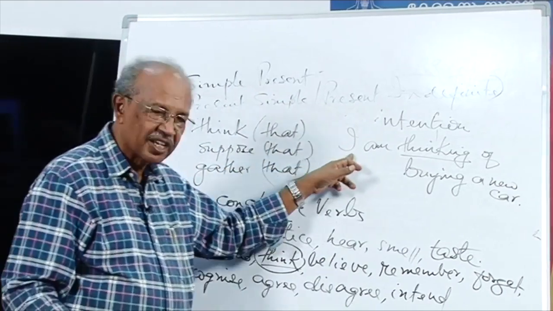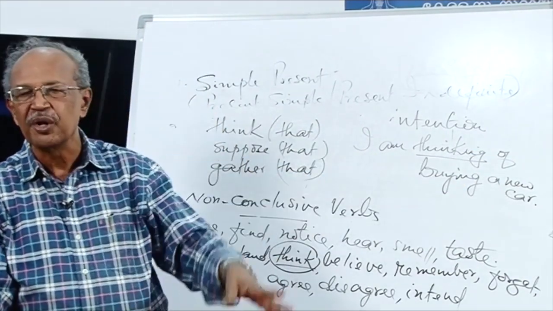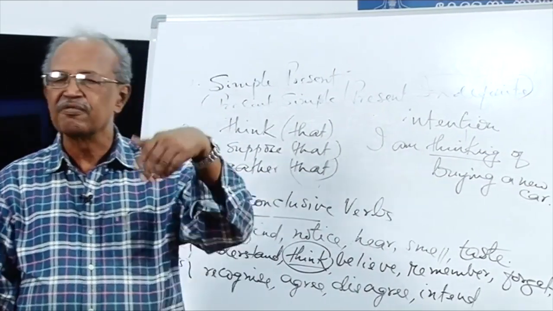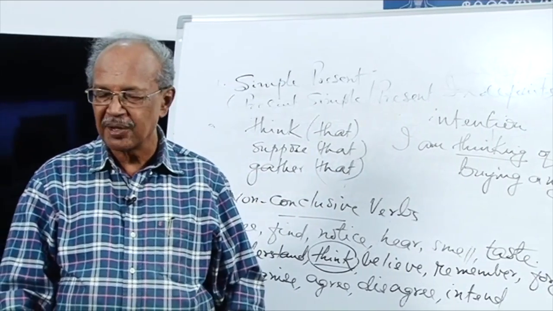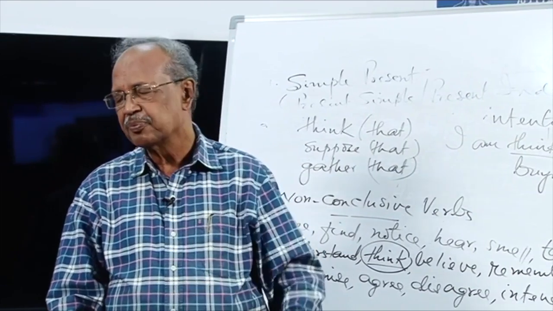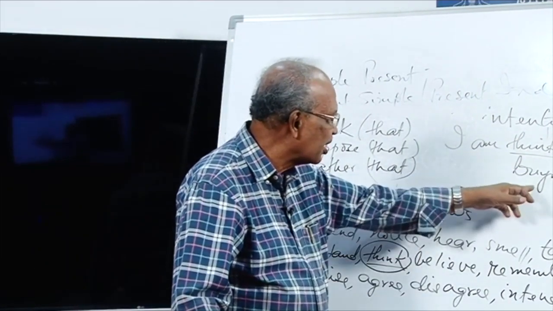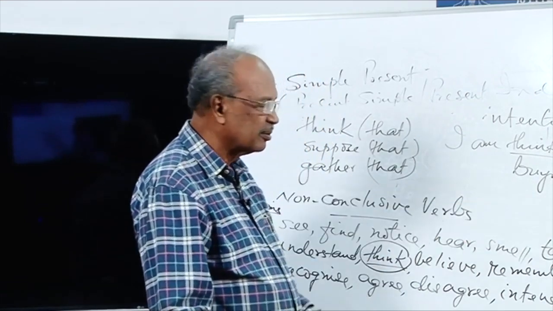Here it is correct. I am thinking of buying a new car. I am thinking of going abroad. I am thinking of going for a movie. It means I am planning. When you express your intention or your plan, you can use this. I am thinking of buying a new car.